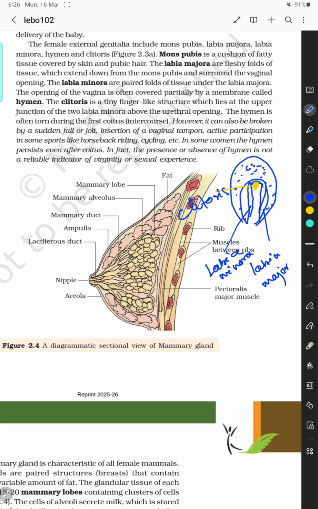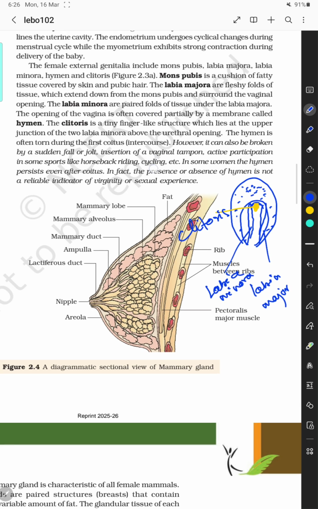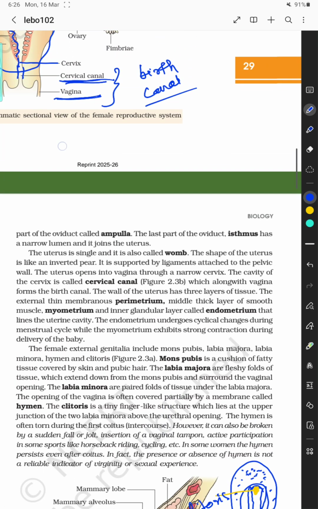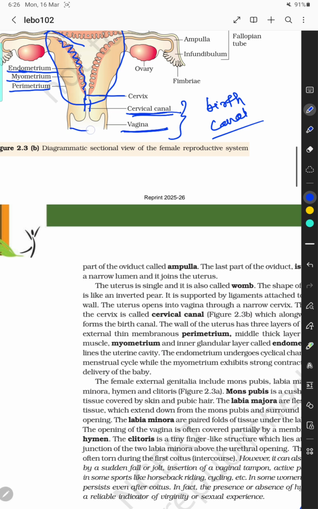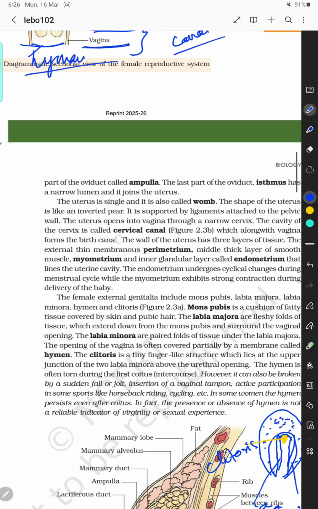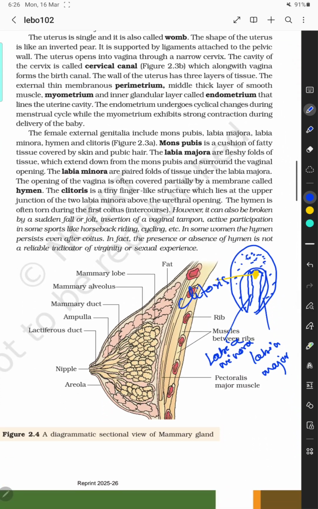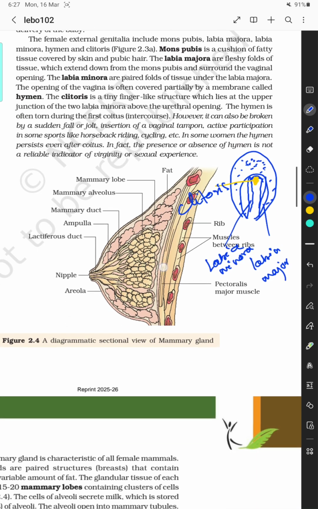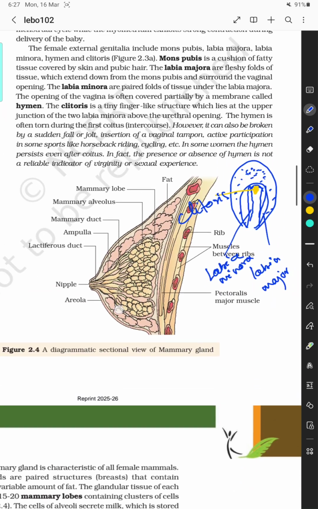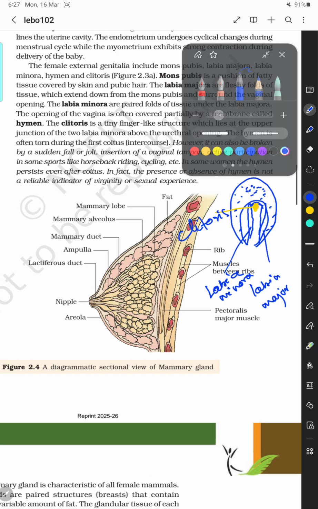Okay, often the vagina is covered by a membrane that is known as hymen. And this hymen is often considered to be the proof of virginity, but actually it is not a reliable indicator of virginity. Okay, so this is all about the structure of the female reproductive system.